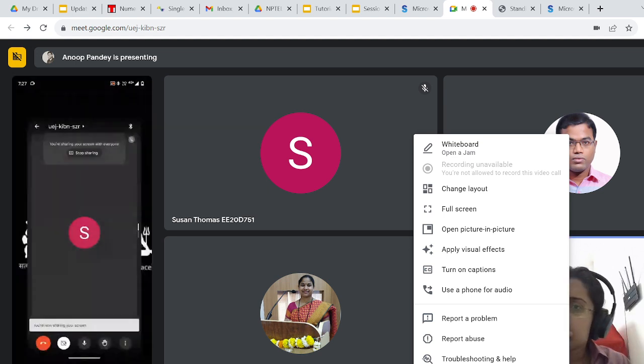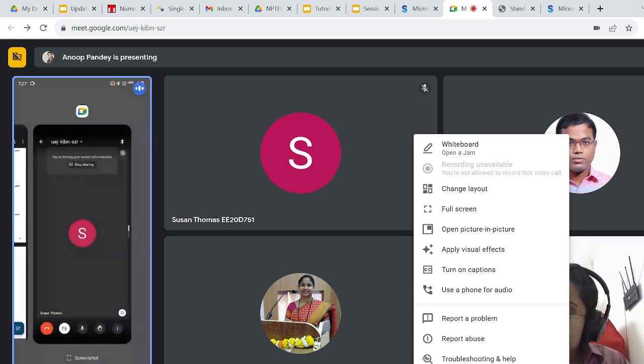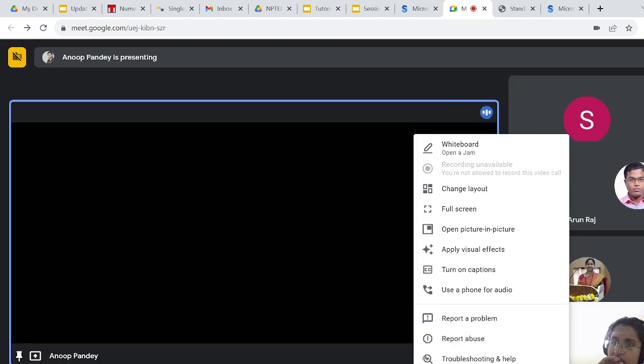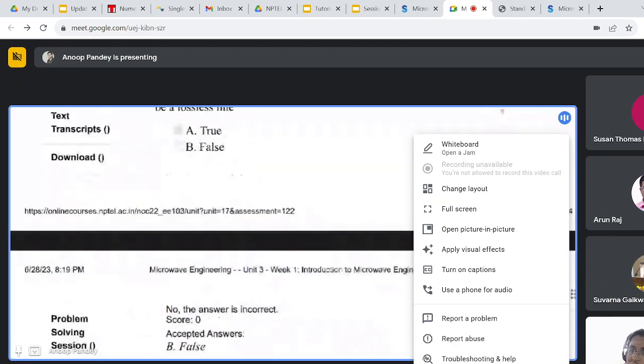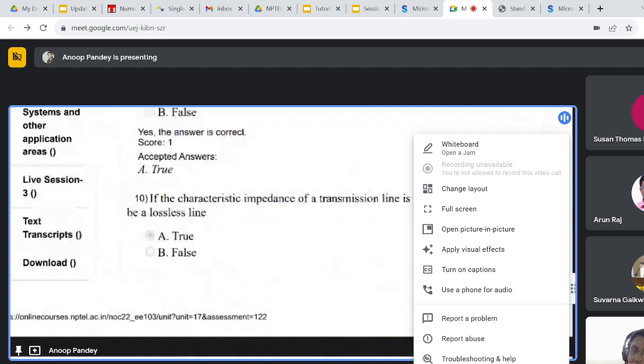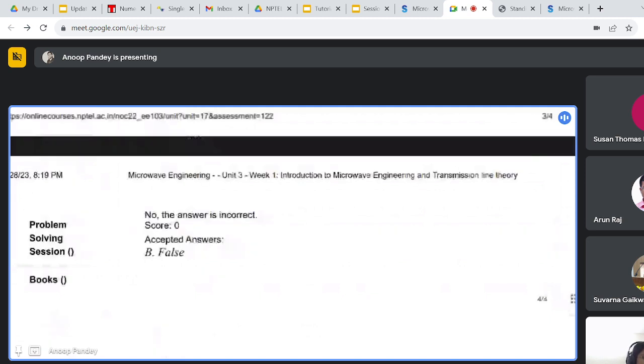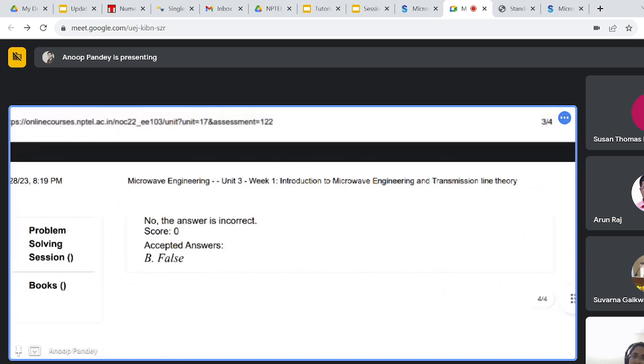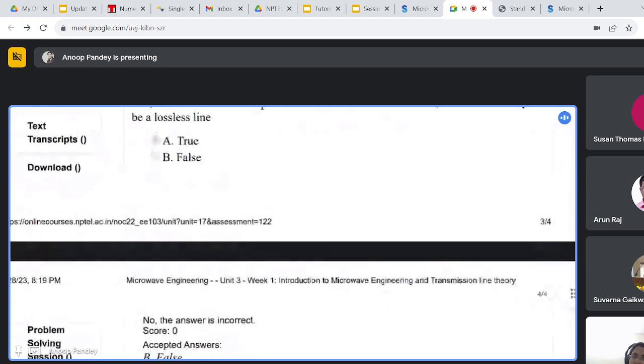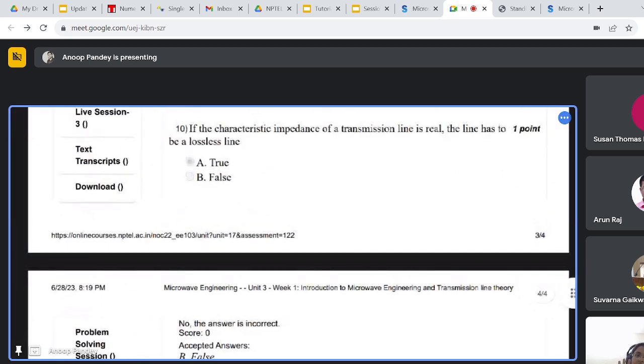So, ma'am, this one is the question. If the characteristic impedance of a transmission line is real, the line has to be a lossless line. If I click true, then the answer is false, because the accepted answer is false. Why? See, this is a tricky question.